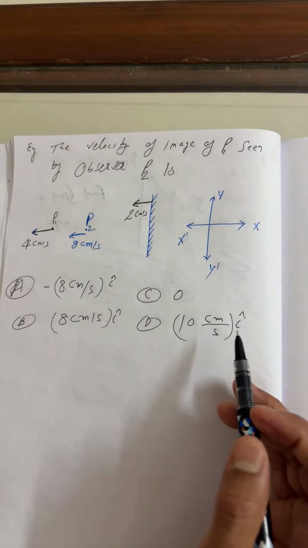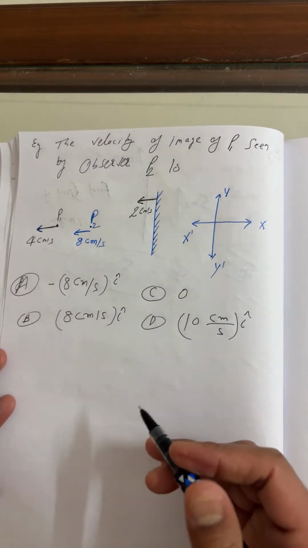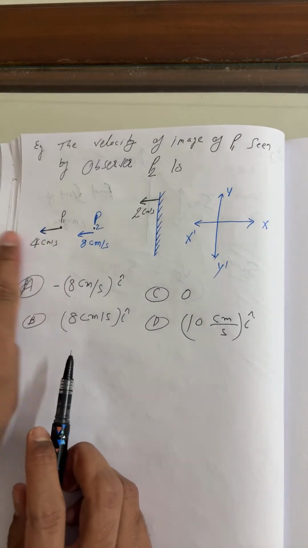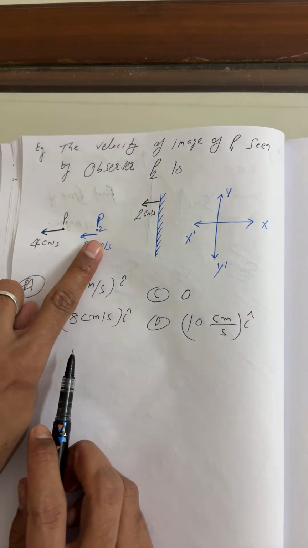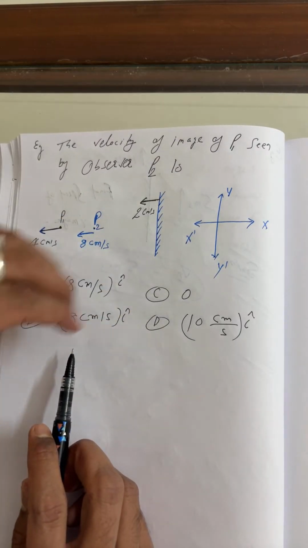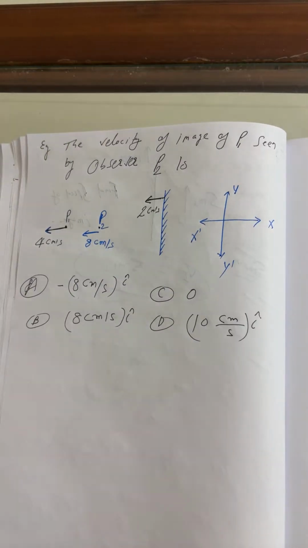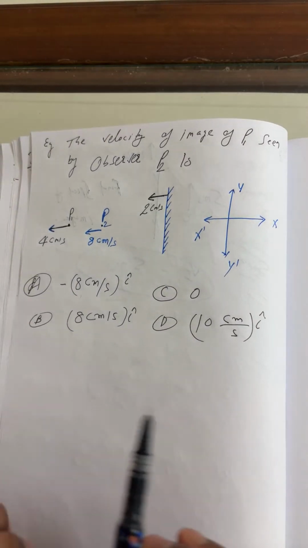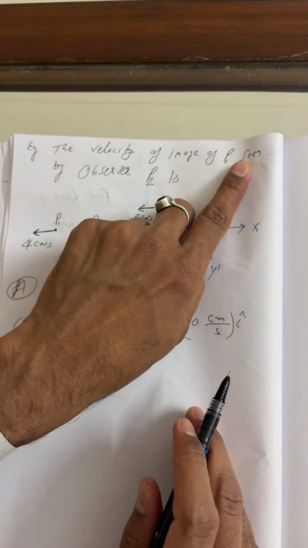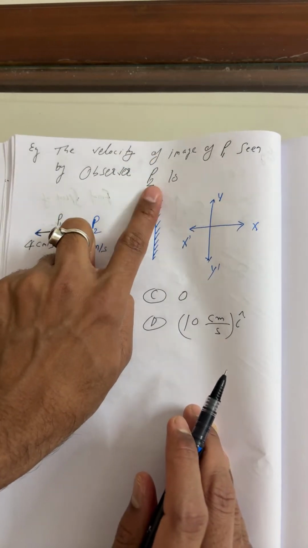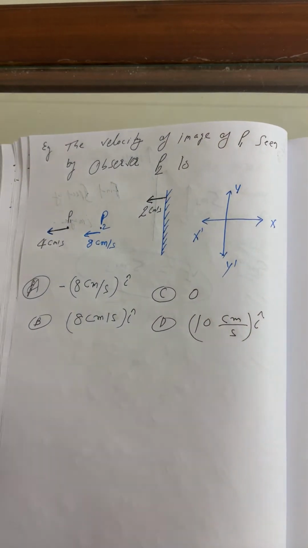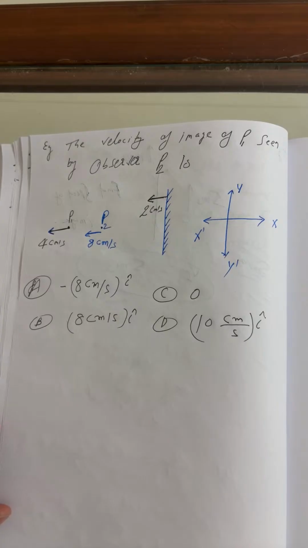Have a look once again. Someone joined newly. This is P1's motion in this direction. Observer motion is also in this direction. Mirror also in this direction. So here we have to find the velocity of image of P1 seen by observer P2. Okay, so how can you proceed with these questions?